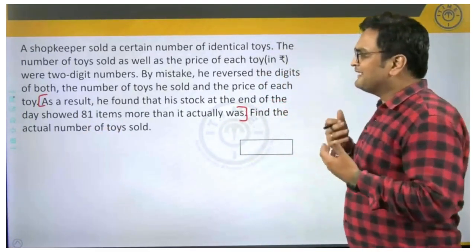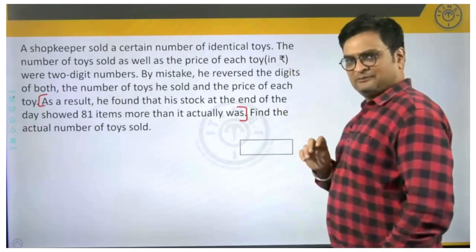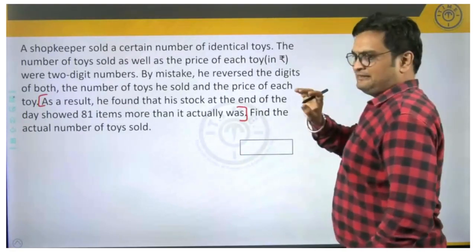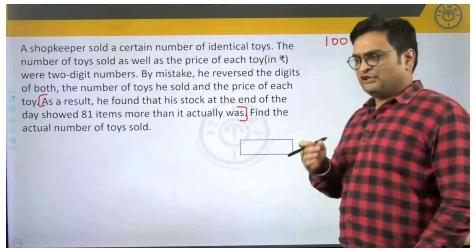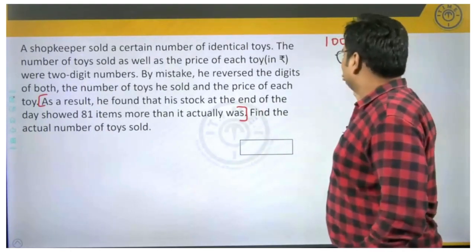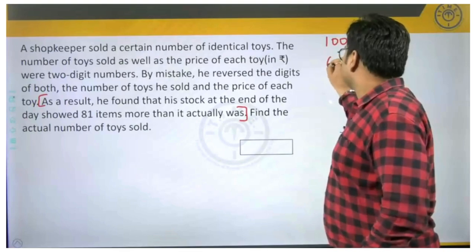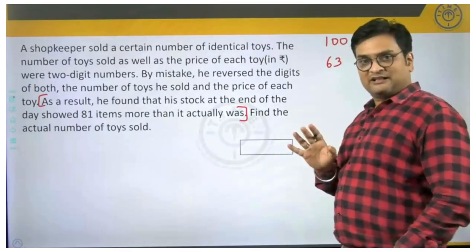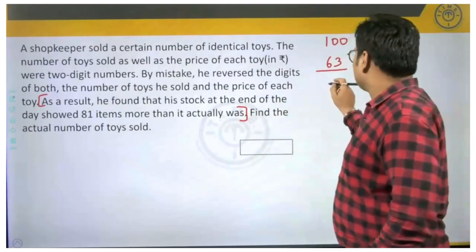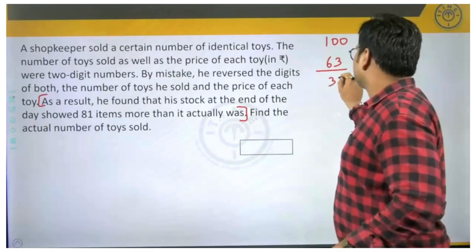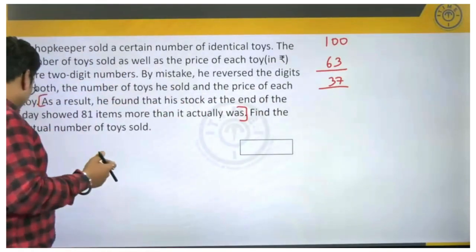So what do we infer from this? To better understand it, let's make use of some numbers. Please notice, let us say at the start of the day, the shopkeeper had 100 toys, right? During the day, he sold some, let's say, I'm just taking a random number, some 63 toys. He sold 63 toys. So that means the stock at the end of the day should have shown how much? 100 minus 63 sold, 37 still remaining in stock. This is what should have actually been shown on the computer.